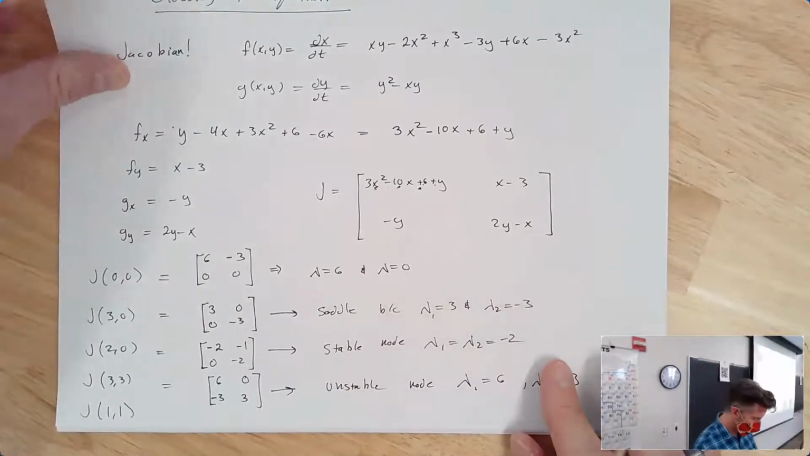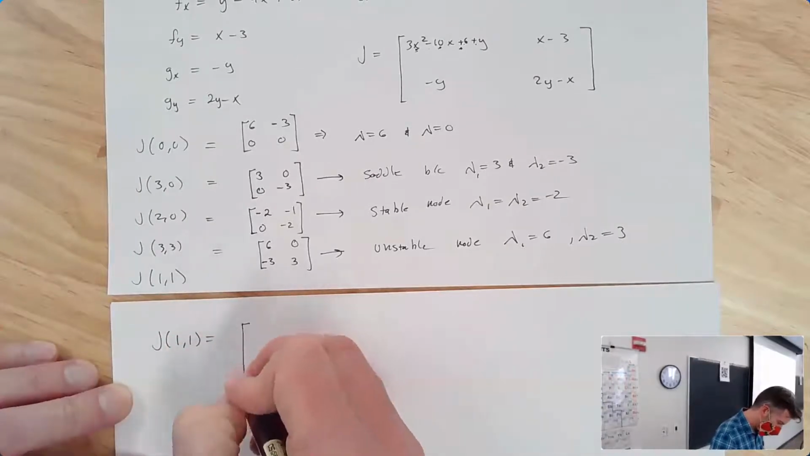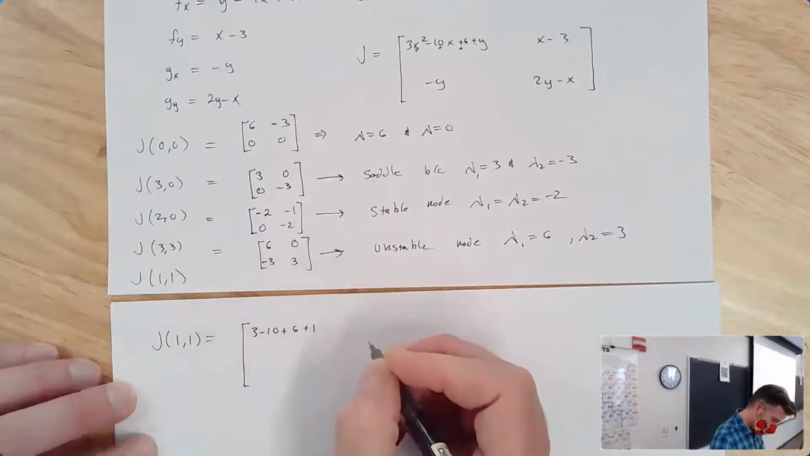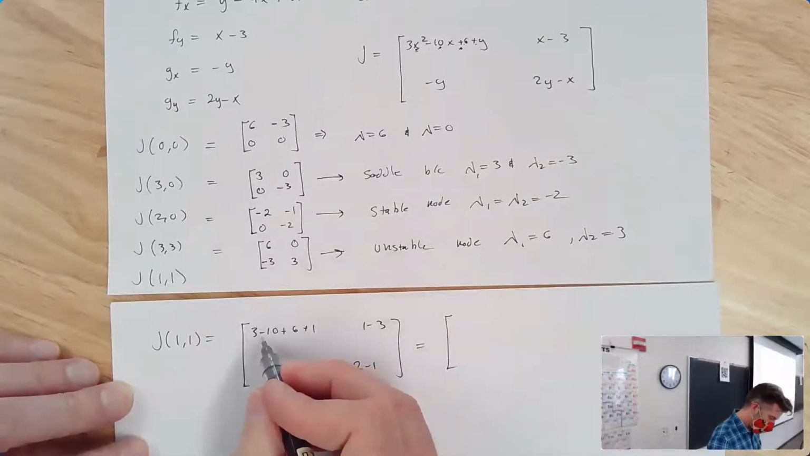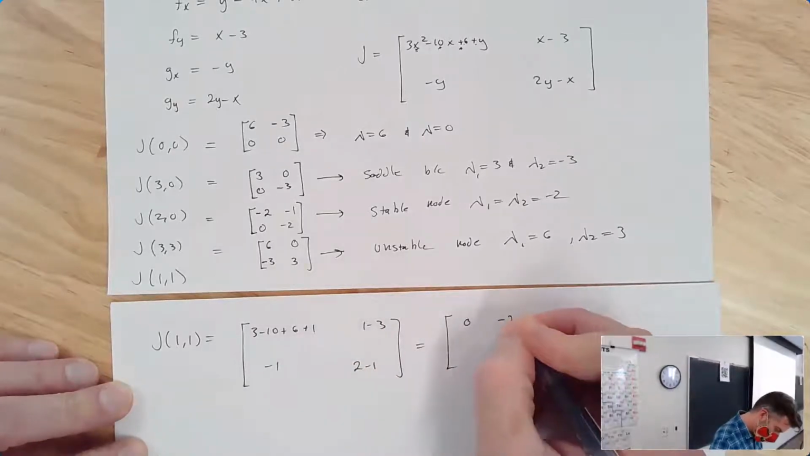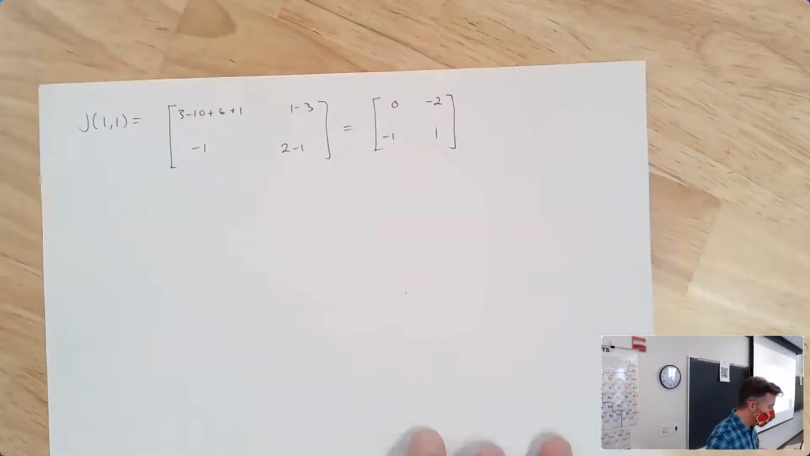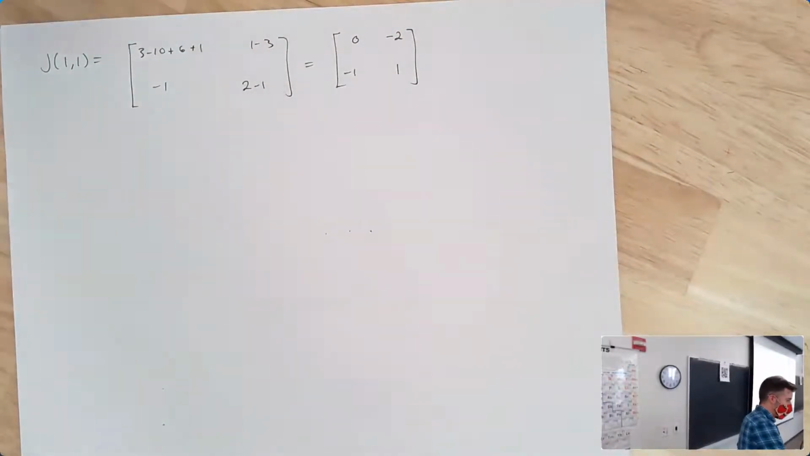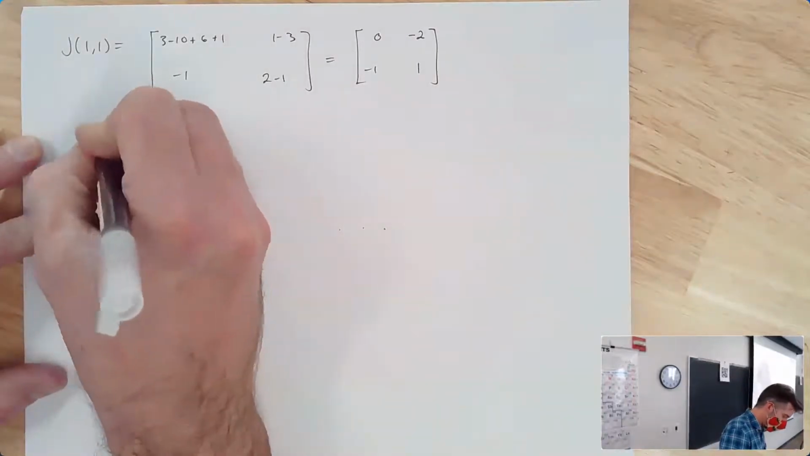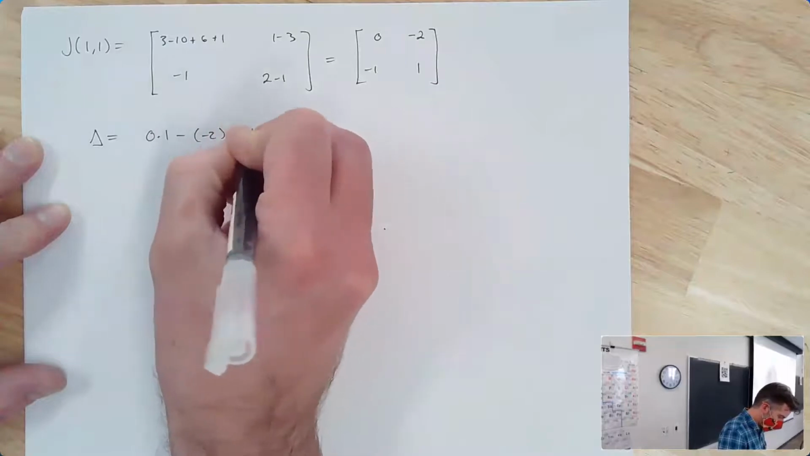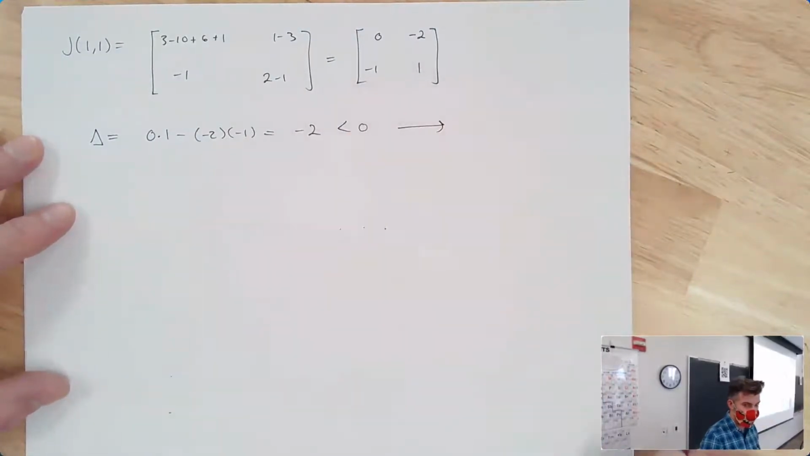And finally, the last one, we're actually going to have to do a bit of work. The last Jacobian here is going to be 3 minus 10 plus 6 plus 1, 1 minus 3, negative 1, and 2 minus 1. So that's going to be negative 7. I get a 0 there. That's funny. I do want to stress here, we do not know the eigenvalues of this matrix right off the bat. However, I can see that we can get away without finding them, because my determinant is 0 times 1 minus negative 2 times negative 1, which is negative 2. And the determinant being negative automatically gives us what? Saddle.